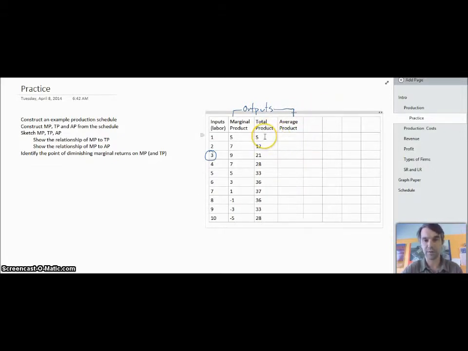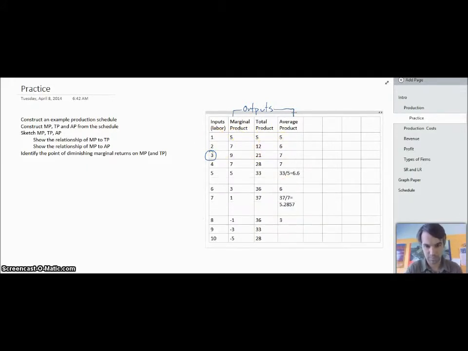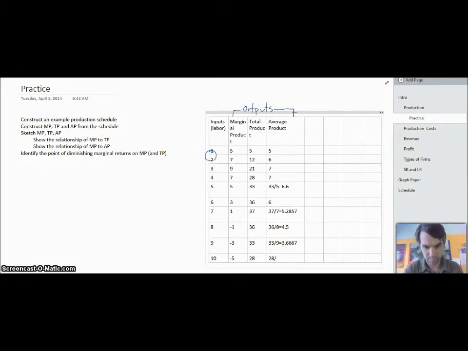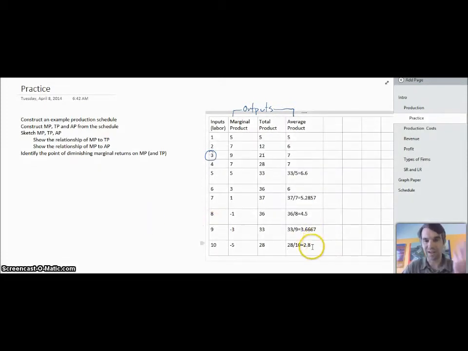Average product is going to be total product, and we're saying the average production of each worker. Again, it could be something else instead of labor. It could be shovels, but in this case we're using labor. So we're saying the total product divided by the workers. So 5 divided by 1 is 5. 12 divided by 2. Okay, so obviously all these numbers that come out to more than 3 decimal spots, we're going to round them. So this becomes 3.7 and that becomes 5.29, etc., etc.